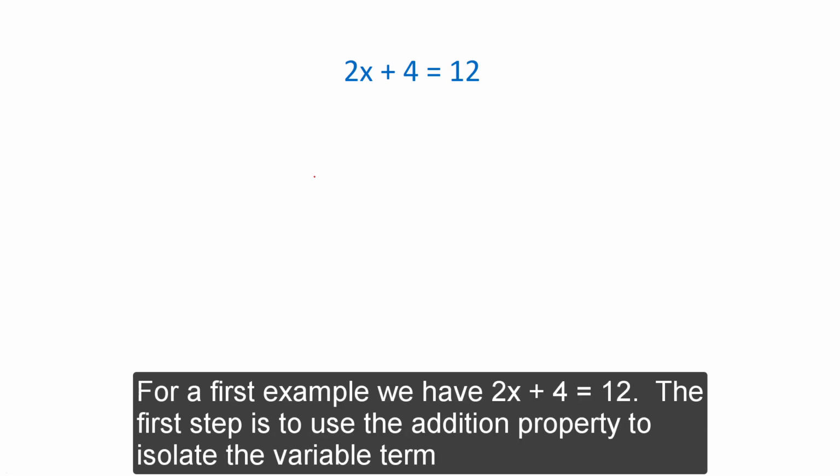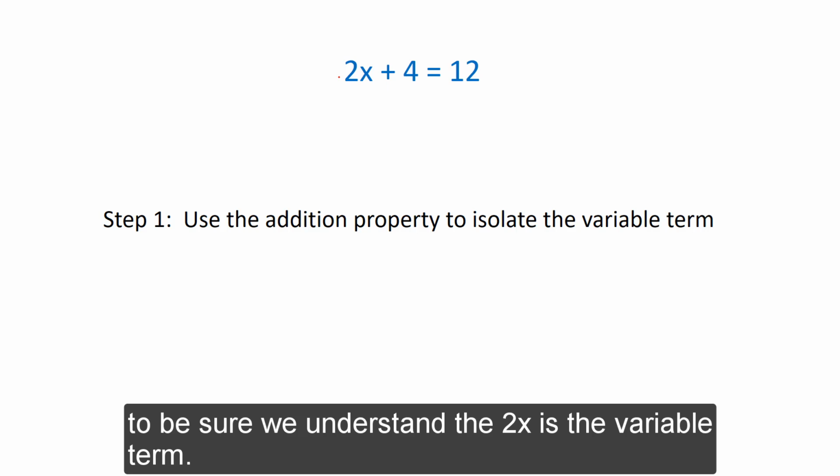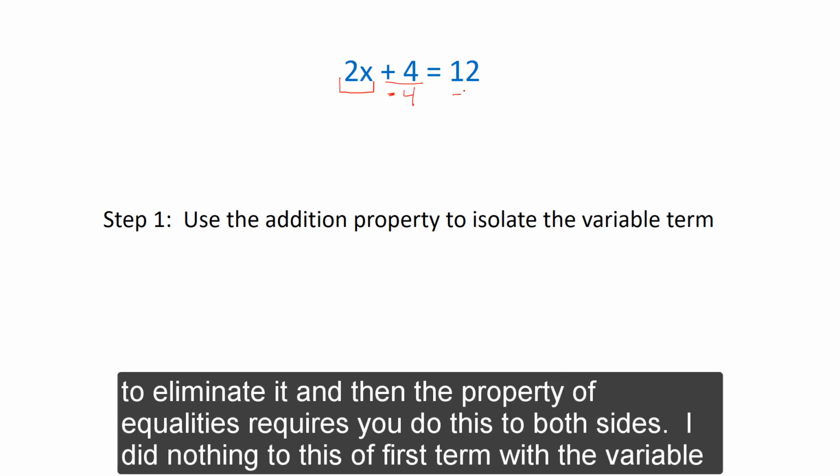So our first example, we have 2x plus 4 is equal to 12. Well, step one, we want to use the addition property to isolate the variable term. So to be sure we understand, this right here is the variable term. So that means the 4 must be eliminated first. So using the addition property, we're going to subtract the 4 to eliminate it. And then the property of equality says we got to do it to both sides.